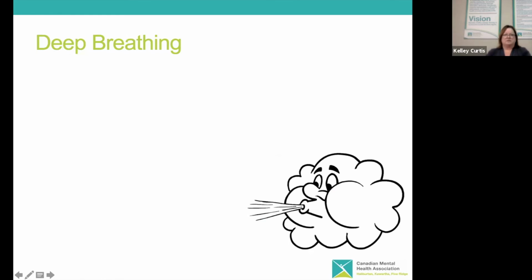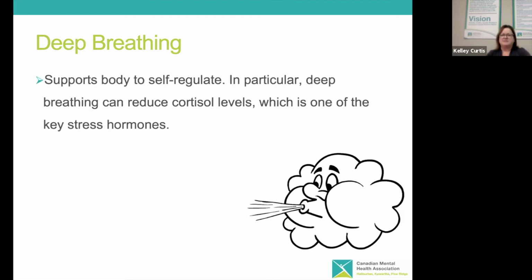Another thing that we can do to help with combating some of those feelings of isolation or loneliness might be some of those deep breathing techniques. And there's a lot to be said about why we do these deep breathing techniques, but there's different things that it can actually do. Deep breathing really does help to self-regulate your body. Deep breathing can reduce those cortisol levels, which is one of those key stress hormones.